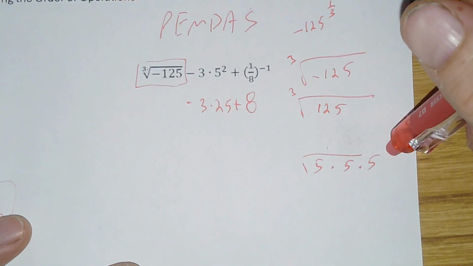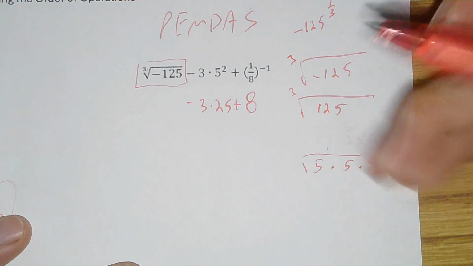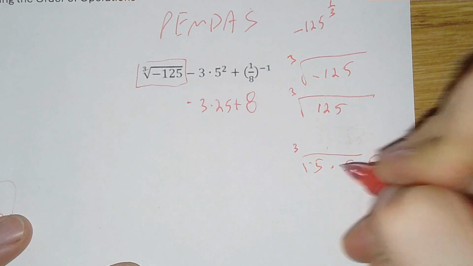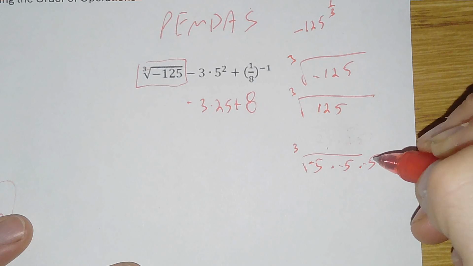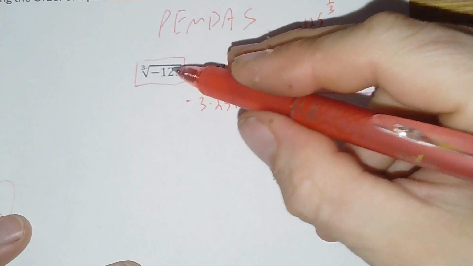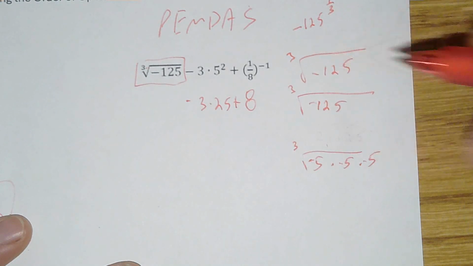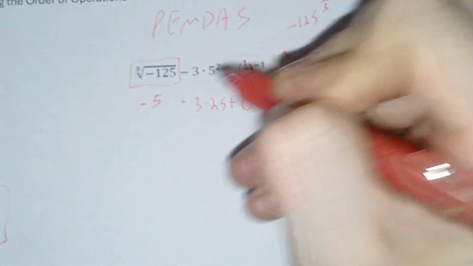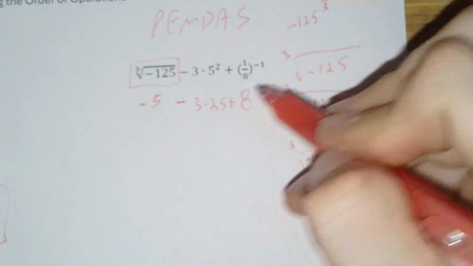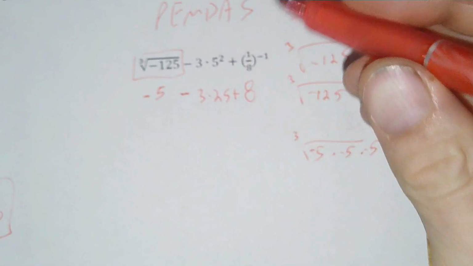Except it's negative, because 5 times 5 is 25, times 5 is 125. But if I make these negative, -5 times -5 times -5 is -125. So the cubed root of -125 is -5. So this is going to be -5 minus.